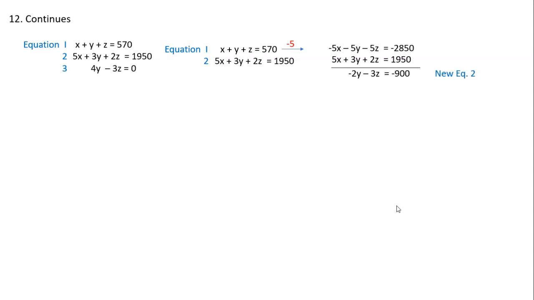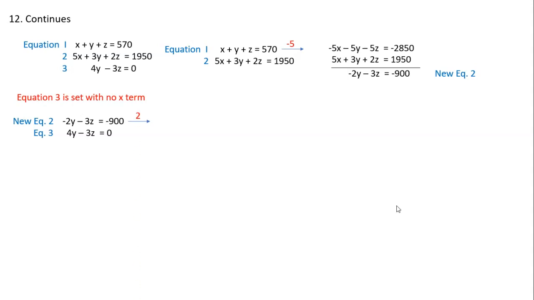Now I have two equations. You see here, this is my new equation, but equation 3 has no x term, so my work was done for me. I'm going to use these two: minus 2y minus 3z equals negative 900 with my equation 3. Let's get rid of the y.